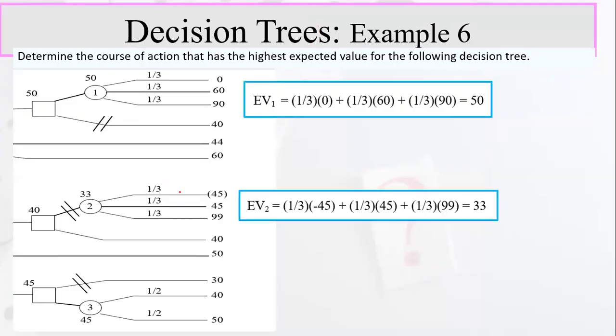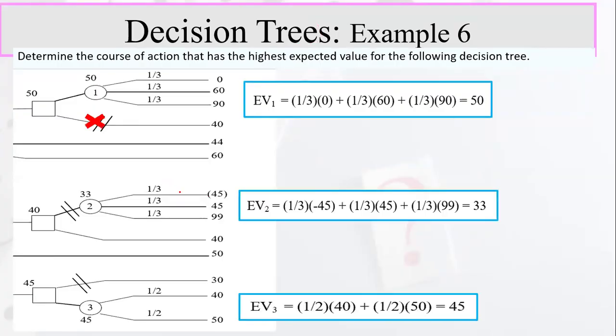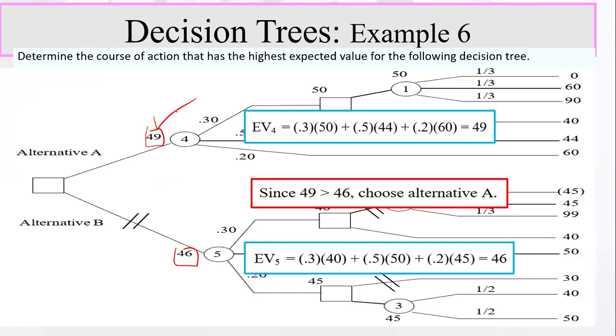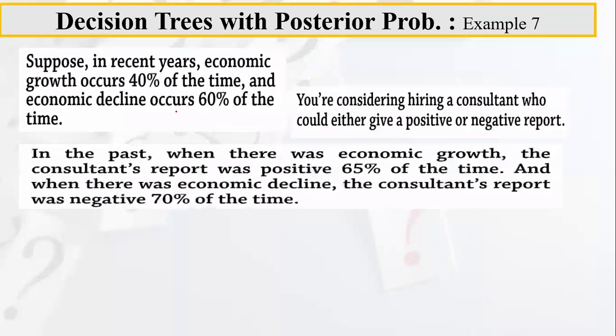You understand me? He's just showing you what you should be doing. Overall, the value of this one is 49, this value is 46. Obviously, that is better. You understand me? Hello?